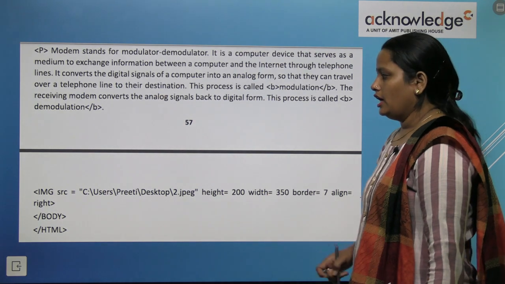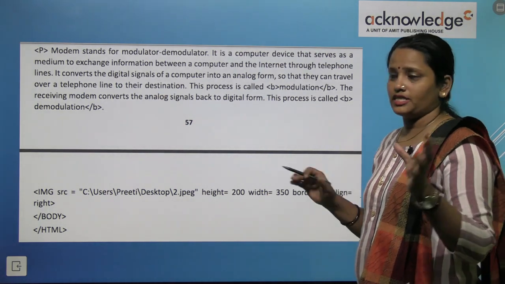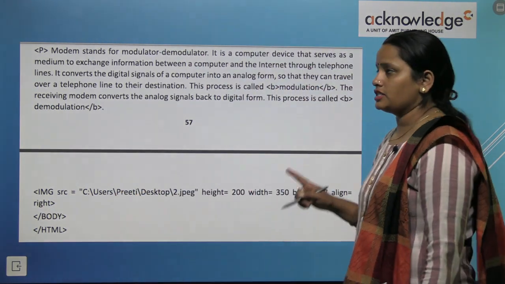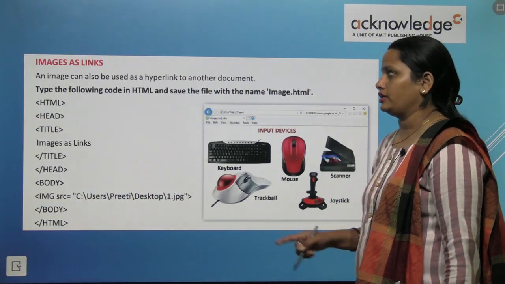You can see the picture is aligned to the right. Here, align to the right is written. So after this the picture will be aligned to the right.